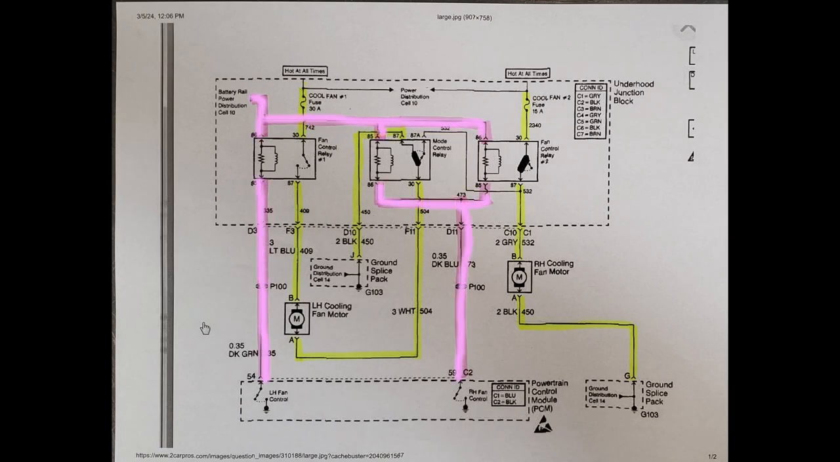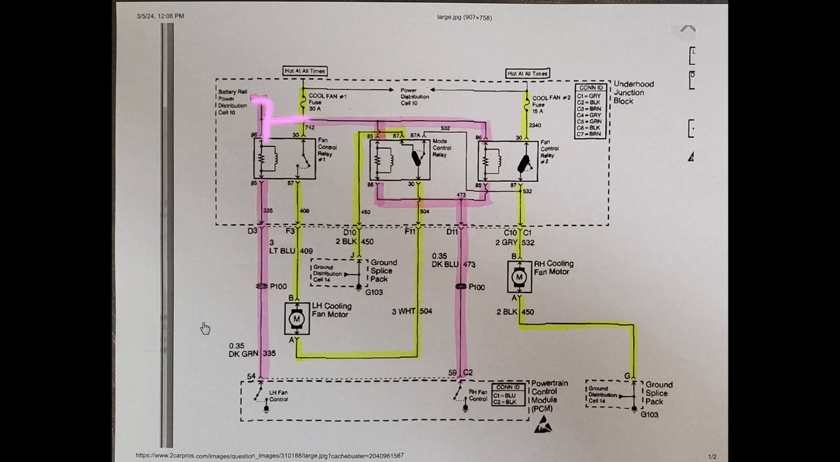You can see low speed is still triggered on, and high speed, the temperature has come up and triggered that on. Now, all three relays have powered on, including your mode control relay, which has switched from 87A to terminal 87 with the trigger of that command.